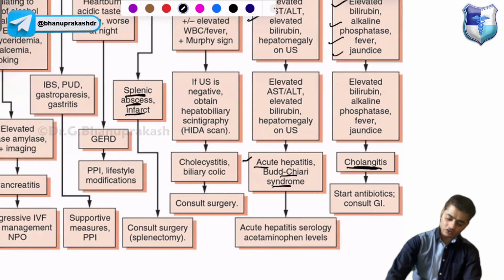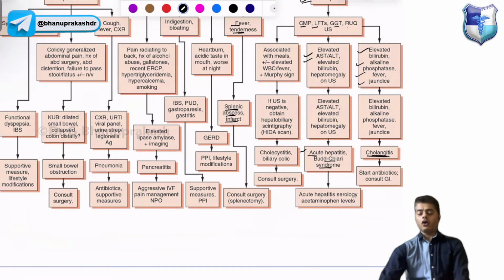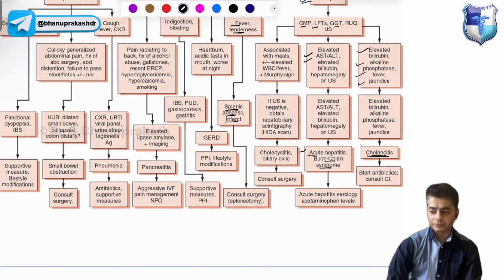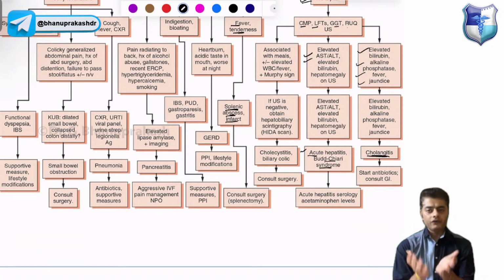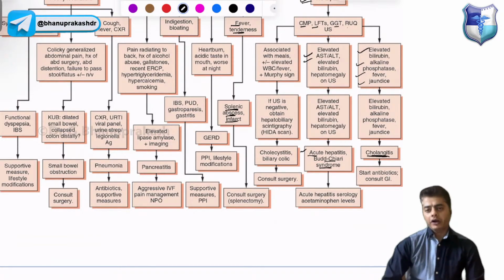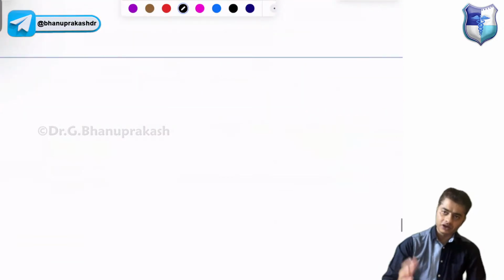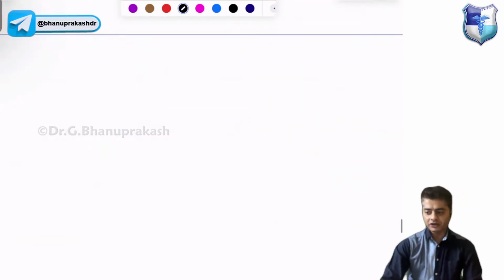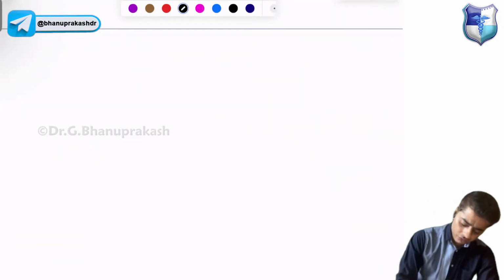So this is how, in general, you should approach the patient. Now we are at the end and closing the topic, there are some important pitfalls that you should always keep in mind before you complete your history of abdominal pain.